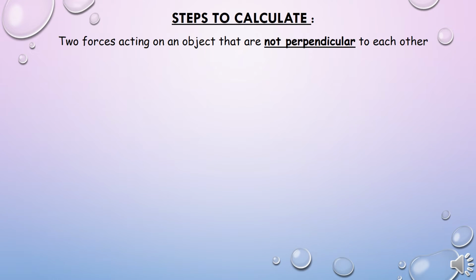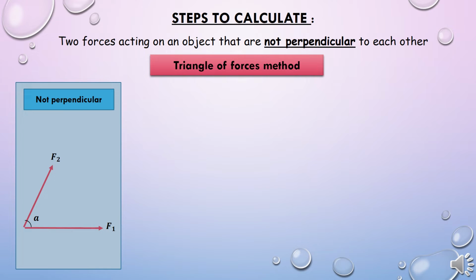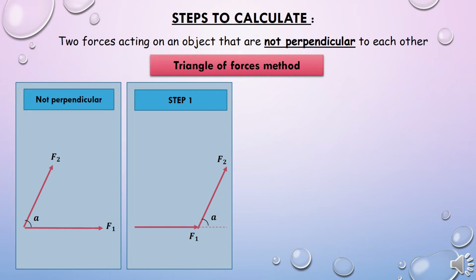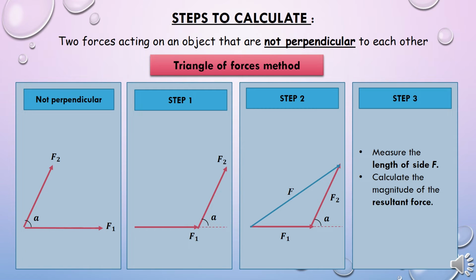Let's learn how to use the first method, which is the triangle of forces. This picture shows forces that are not perpendicular to each other. What you need to do is, Step 1. Draw F1 followed by F2 to form two sides of a triangle. Step 2. Complete the triangle by drawing the resultant force F. Step 3. At this step, you can now measure the length of side F and calculate the magnitude of the resultant force using Pythagoras theorem.